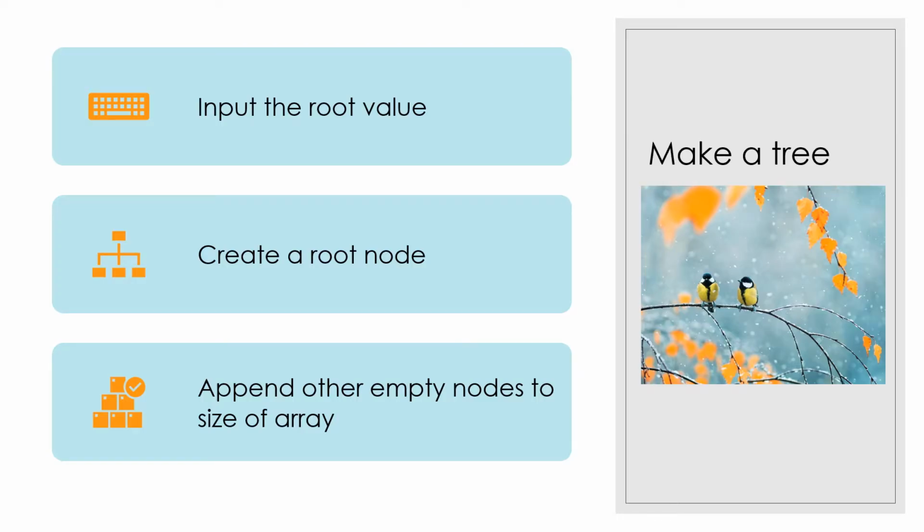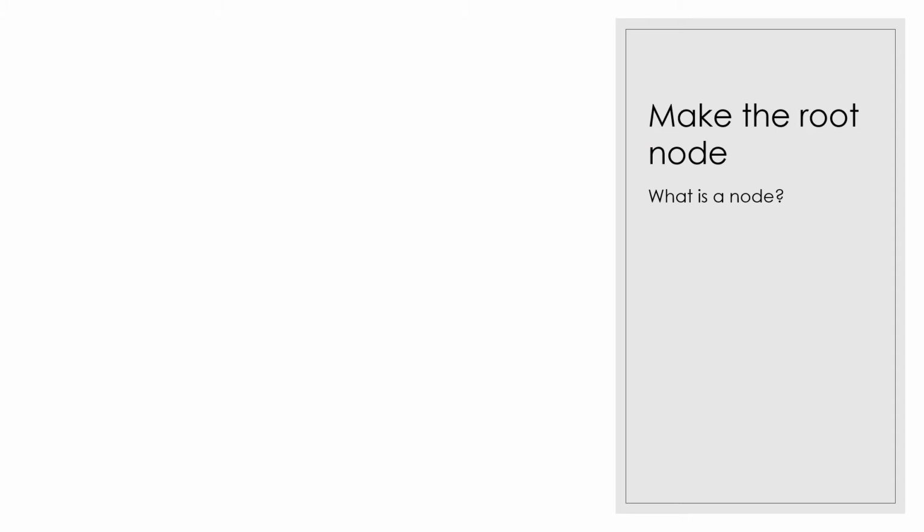So in this lesson, we're going to make a tree. We're going to input a value and use it to create the root of a tree, and then we're going to add other empty nodes to create an array of a given size. In my example, there'll be a root node and 10 empty nodes, but you can make it as big or little as you want.